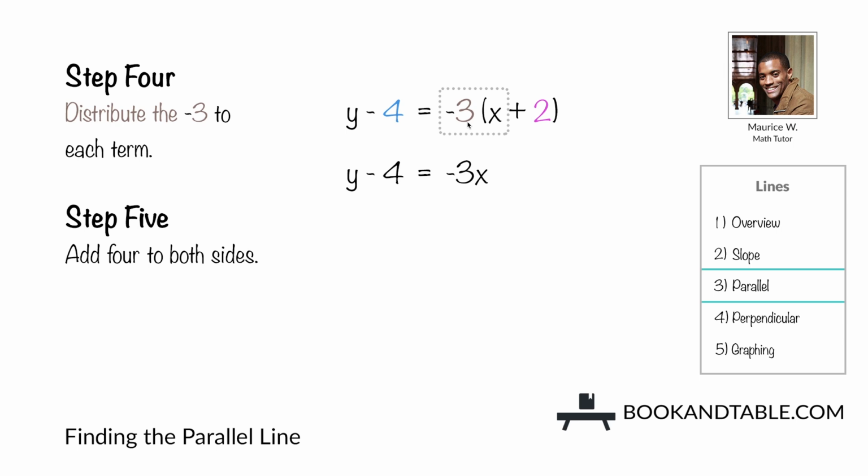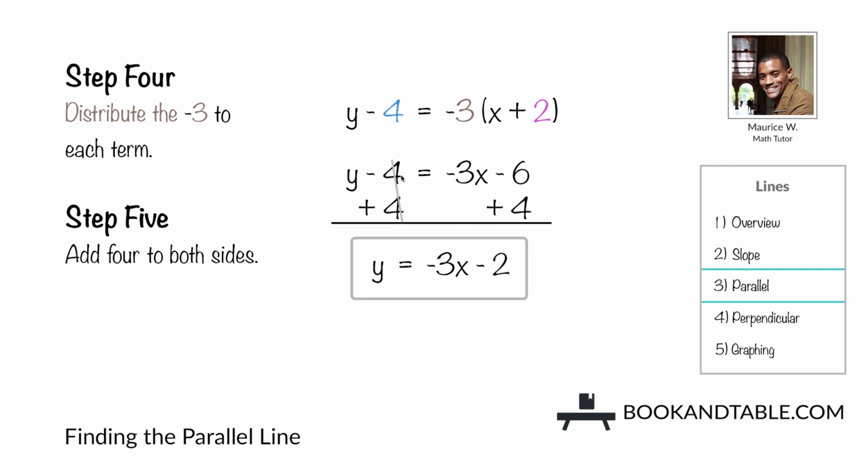And now we have everything we need to figure out the equation of the line that we are looking for. So step 4, distribute the -3 to each term, our x and +2. -3 times x is -3x. -3 times 2 is -6. So now we are left with y minus 4 is equal to -3x minus 6. So step 5, add 4 to both sides so that we can negate this -4. -6 plus 4 is -2. So the equation of the line that we were looking for is y is equal to -3x minus 2.